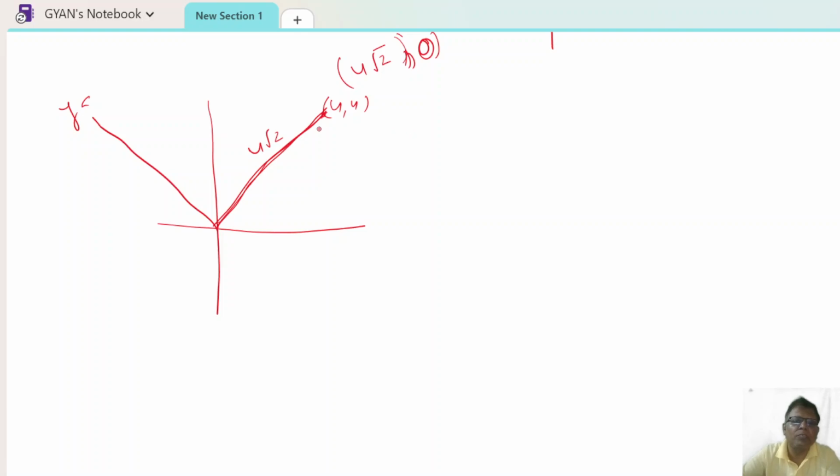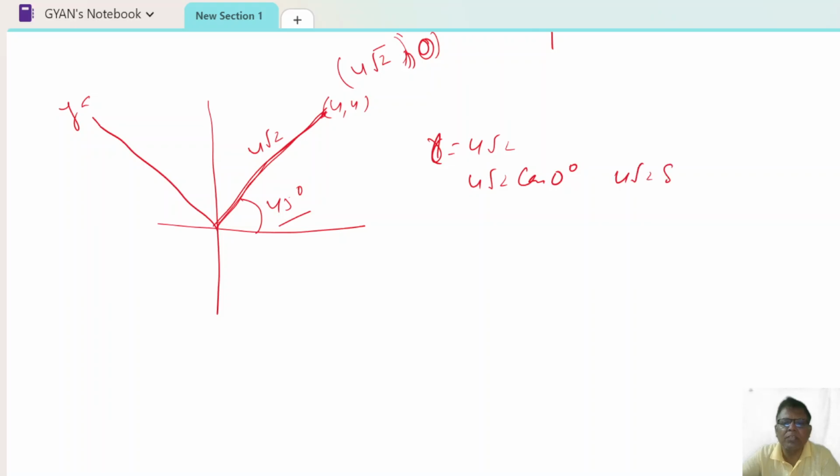So this angle is 45 degrees. How have we done this? R cos, R remains the same. R is L, which remains the same. L is 4 root 2. So 4 root 2 cos 0 degrees and 4 root 2 sin 0 degrees. So 4 root 2, comma, 0.